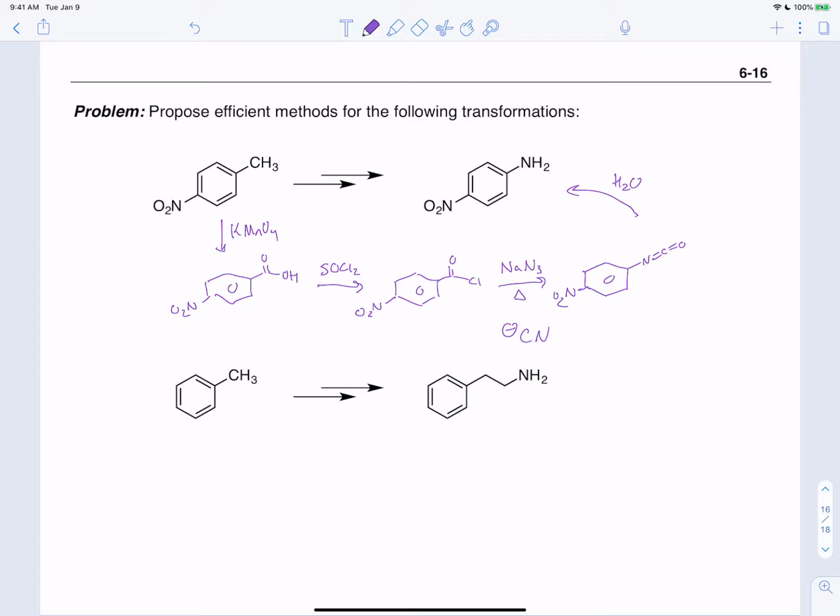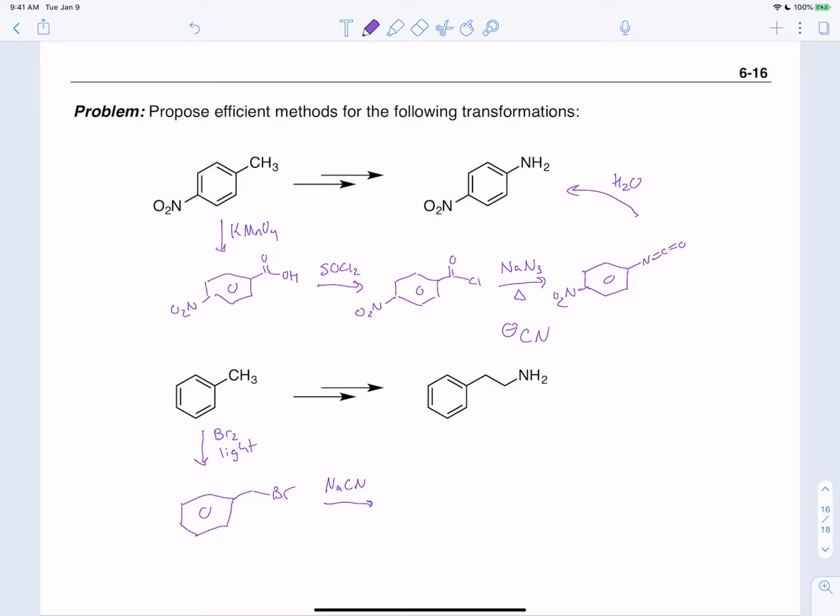So the first step is going to be converting this methyl into benzyl bromide. So we can do this bromination under radical bromination conditions. This can be bromine and light, where it'll abstract the weakest CH bond and recombine to make an alkyl bromide.